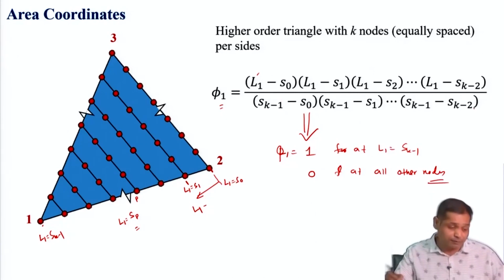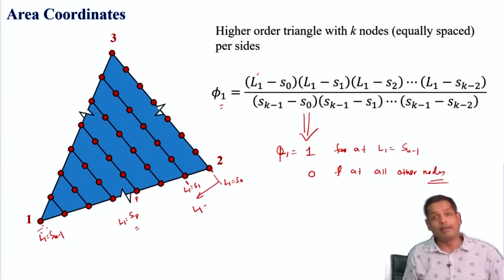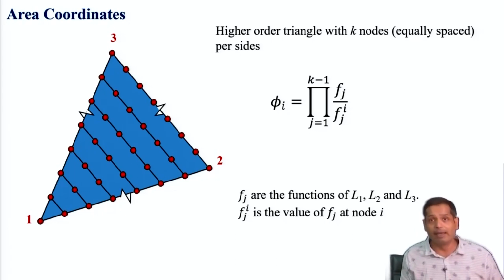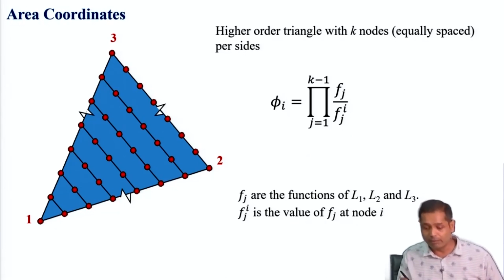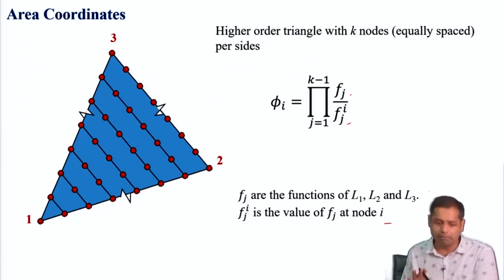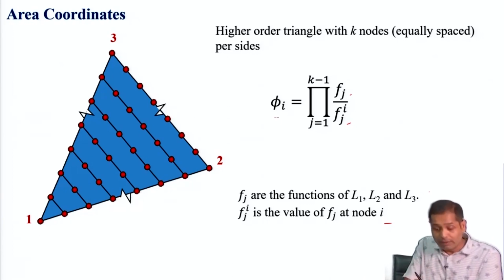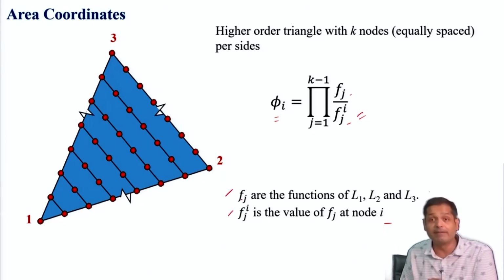Now if we summarize and write the entire thing in a compact notation, we have written this just for node number 1, but we can write a similar thing for any arbitrary node within the element. Phi I, for any node number I within the element, will be this, where fj and fji are defined like this. So fj are the functions of L1, L2, L3, and fji is the value of fj at node number I. For a better comprehension, we'll take one example, say 6-node or 10-node triangular elements, and find out the shape functions for all the nodes using this expression, and there all these definitions of fj and fji will be clear, right?